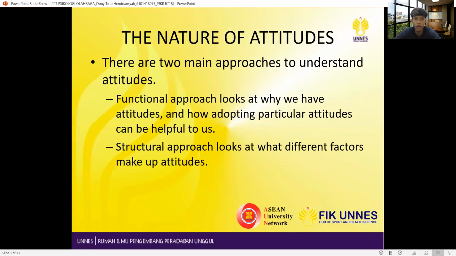The nature of attitude. There are two approaches to understand attitude. First, the functional approach looks at why we have attitudes and how adopting particular attitudes can be helpful to us. The structural approach looks at what different factors make up attitudes.